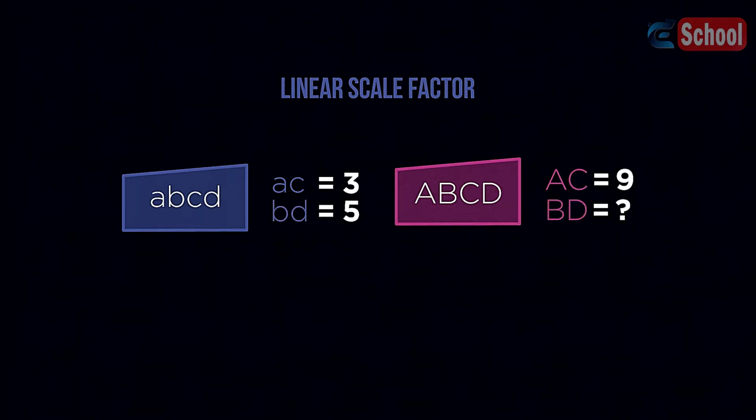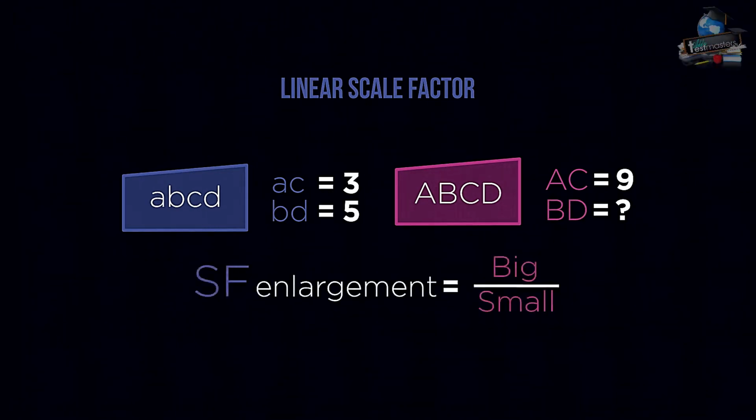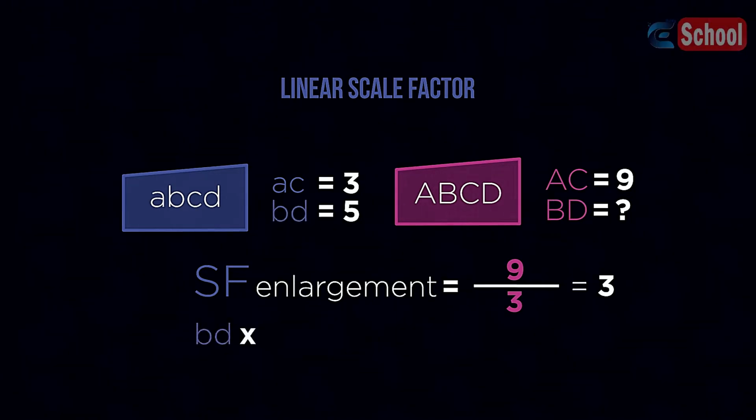B'D' is on the enlarged figure, so we will need to calculate an enlargement scale factor. We divide the size of the big known side, A'C', which is 9, by the size of the small known side, AC, which is 3. The enlargement scale factor is therefore 3. To calculate the size of B'D', we multiply BD by the scale factor of 3, and we get 15.